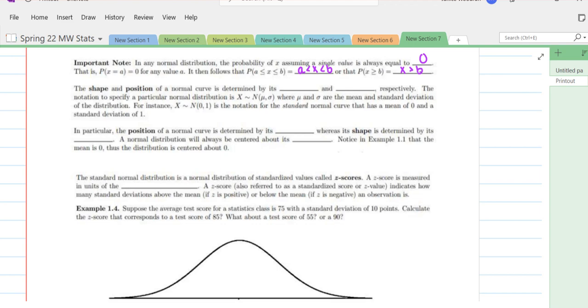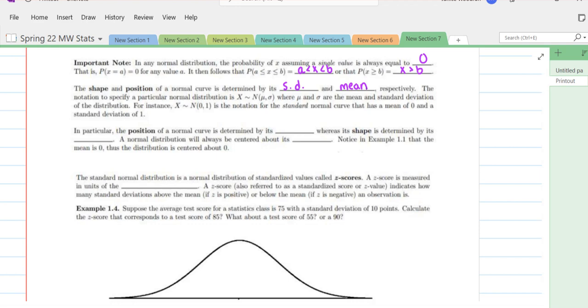The shape and position of a normal curve is determined by its standard deviation and mean. So we're just going to write here SD for standard deviation and mean. The notation to specify a particular normal distribution is X ~ N(mean, standard deviation). What does that mean? It's where you have the mean and standard deviation.